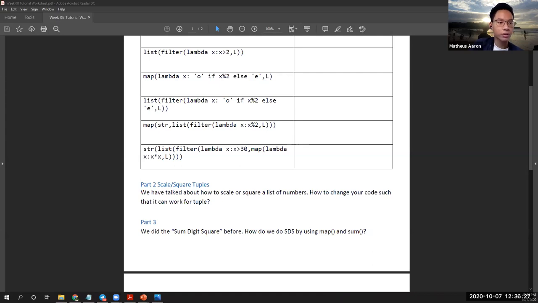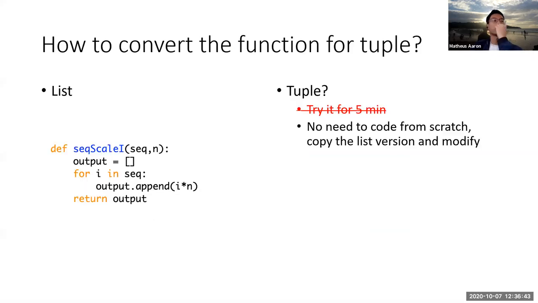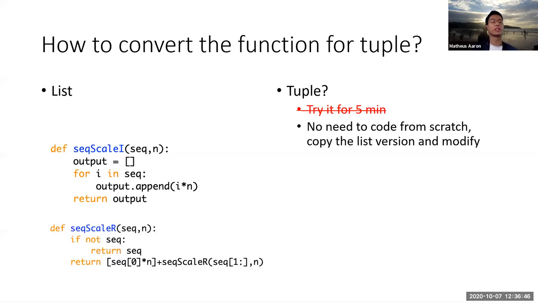Just give me a minute. So this is the function that you were given in class. I believe that this is the way you actually scale it. You have a sequence and you have the n, and then for ei in sequence, you output append ei times n. So you scale it by n. This is the recursive way.